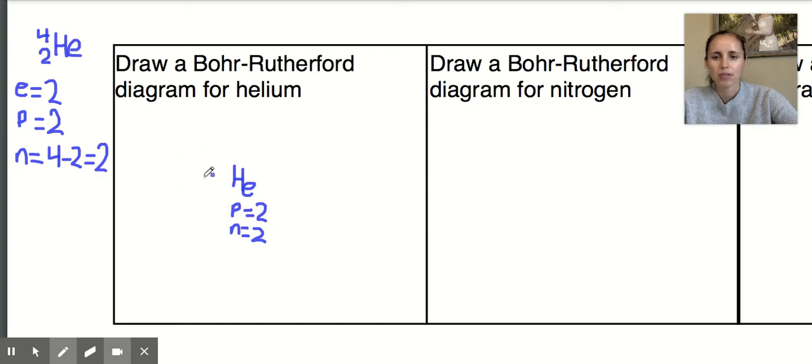So I'm going to place my first orbit. Remember, circles are not my strong point. It's very hard at a computer. There we go. Beautiful. So that's my first orbit. So I'm going to go ahead and place my 2 electrons on here.